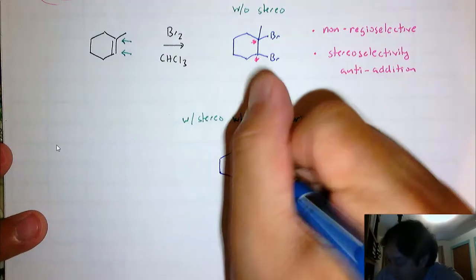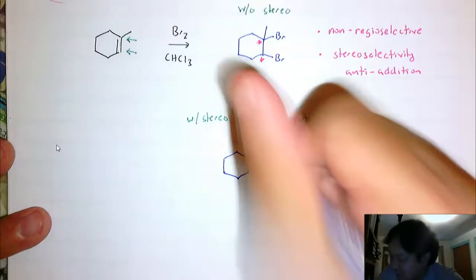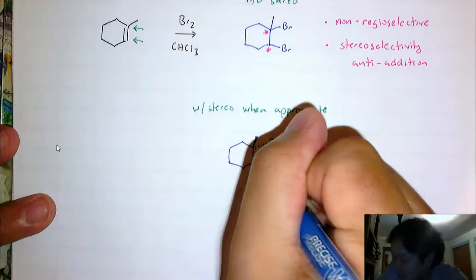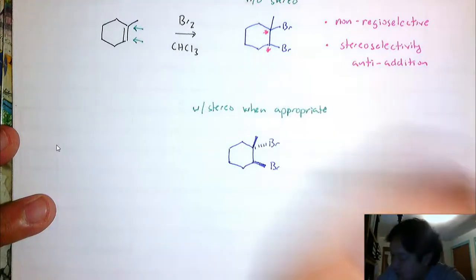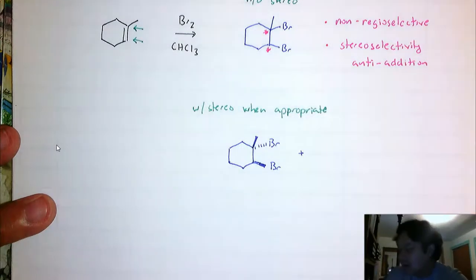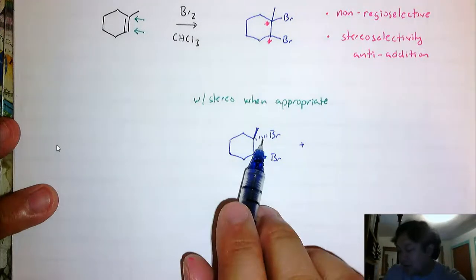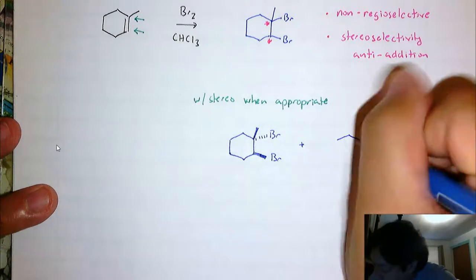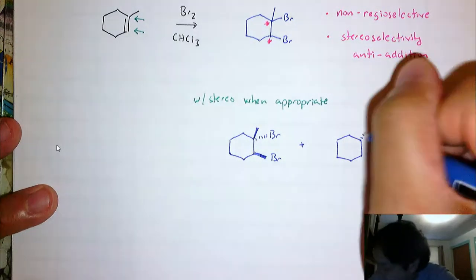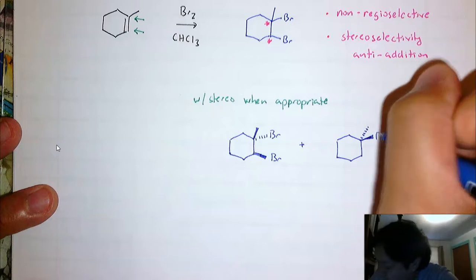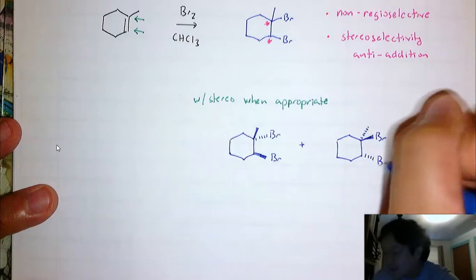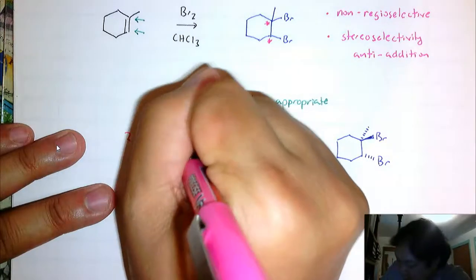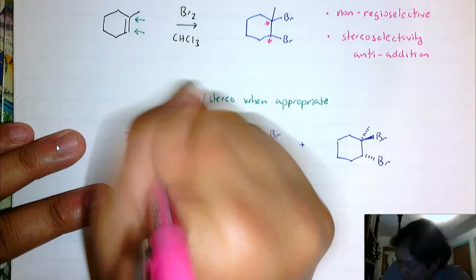Anti-addition. I'm going to arbitrarily choose this top bromine to be dash. What that tells me is that the second bromine is wedge. Anti-addition. Plus, the bromine on the top wedge, the bromine on the bottom dash. So we have this. Both of these cases indicate that the bromines added anti. The two Br atoms added anti. Okay.